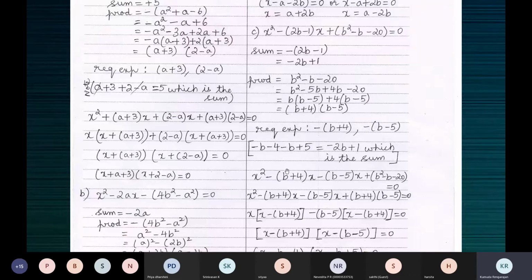Then here you will have to write the middle term, minus b plus 4 of x minus b minus 5 of x. So we have split the middle term using these two expressions. Using these two, you'll have to fix an x. If it's y, then it will be y. It will be minus of b plus 4 of y, here also of y. Split the middle term, and instead of the last term, we wrote b plus 4 into b minus 5.